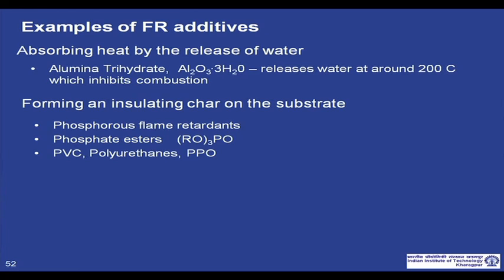A second mechanism by which some of the additives may function is by forming an insulating char on the substrate, as we just discussed. Some examples are phosphorus flame retardants, such as phosphate esters, and these are used mainly for PVC, polyurethane, and polypropylene oxide type polymers. These are mainly inorganic materials, because inorganic materials do not basically burn at those temperatures.